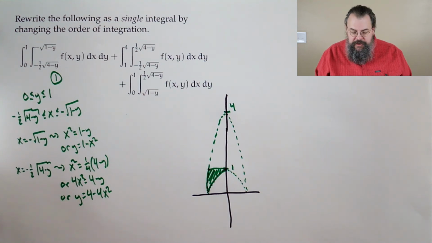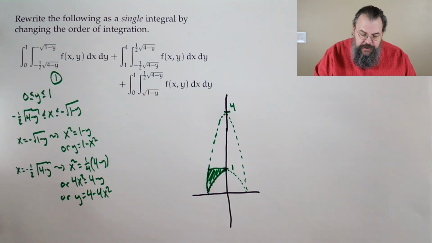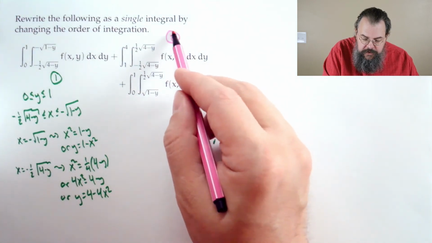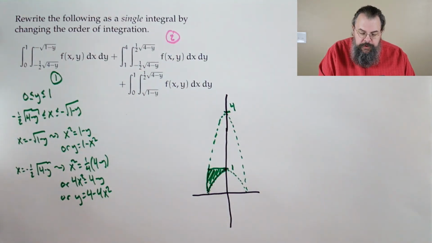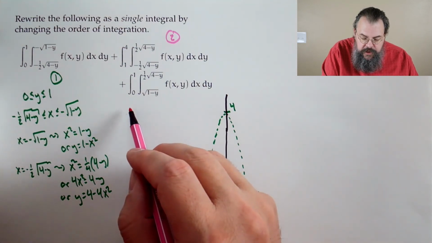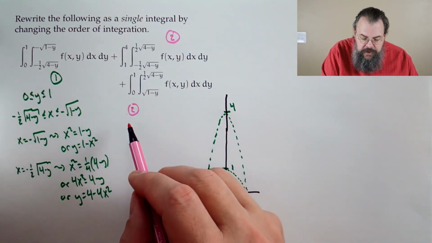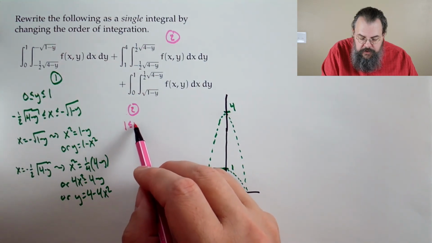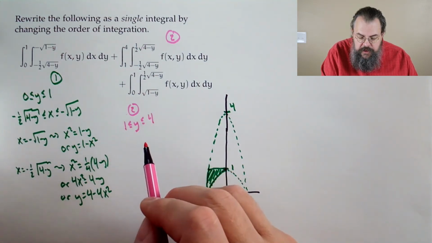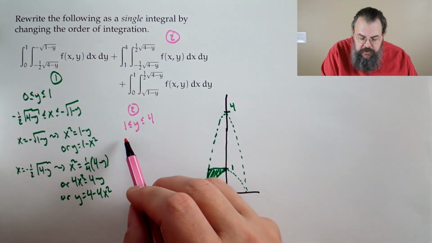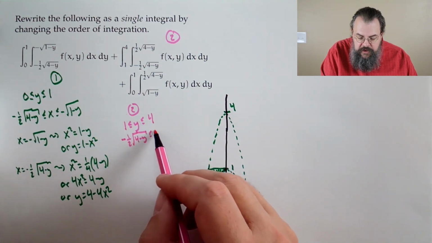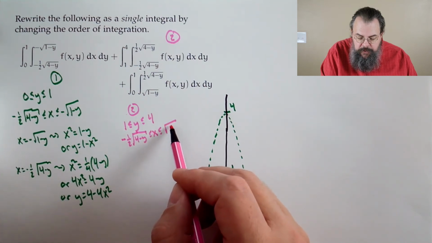Okay, how about our second integral? Well, let's do that one. That's our second integral. Well, what would that be? So for our second integral, we would have that y goes from 1 to 4. So 1 less than or equal to y less than or equal to 4. And our x goes from minus a half square root of 4 minus y less than or equal to x less than or equal to square root of 4 minus y.